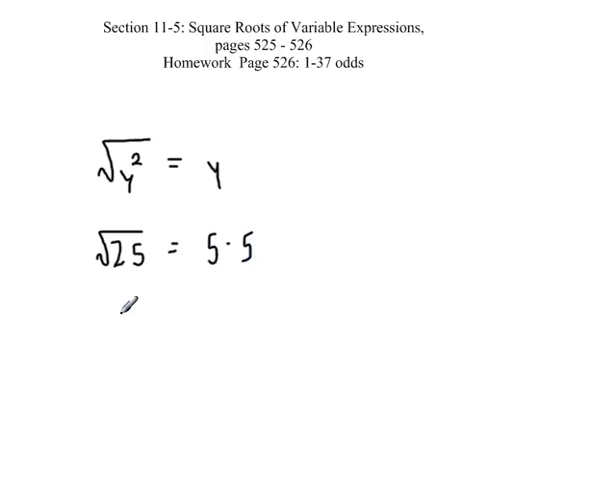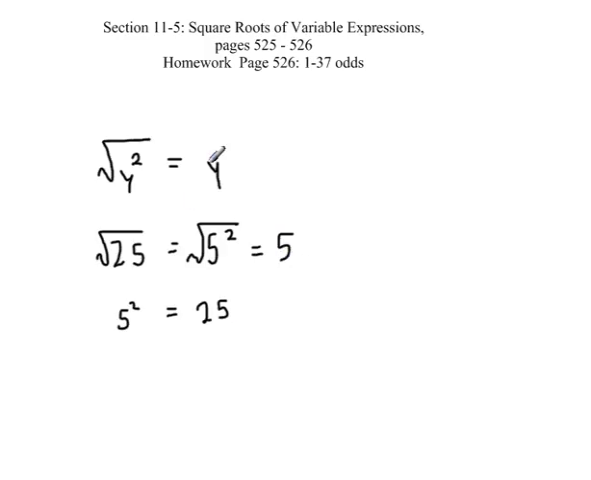So 5 to the second power equals 25. I should have kept this completely off of there. I might have confused my explanation here. Let me take that away. Alright, so the square root of y squared is y. The square root of 25, which is the same as the square root of 5 squared, equals 5.